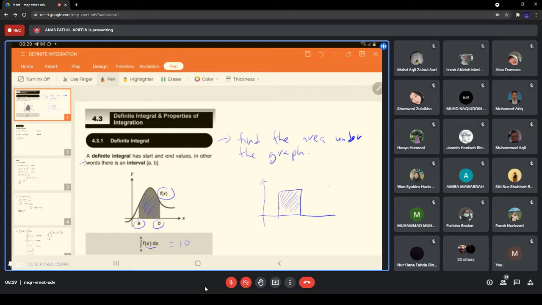So we integrate. We need to find the function first, and then we integrate these functions. When we integrate, we will get the area. Which area? The area in this graph from limit, for example, a to b. So that's why we do the process of integration.